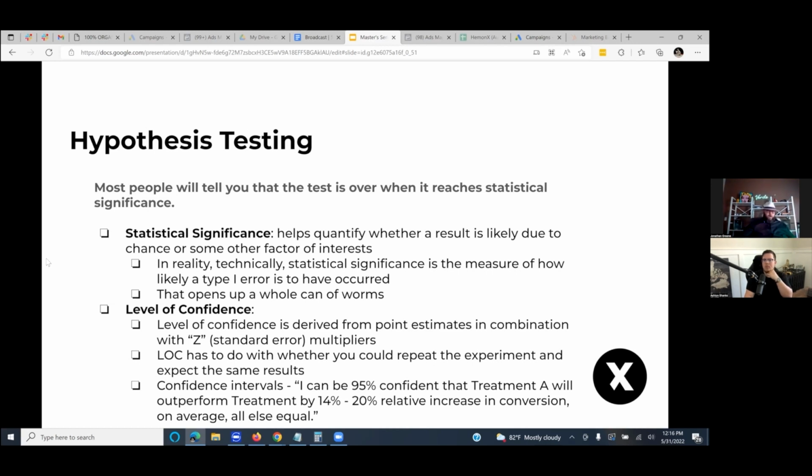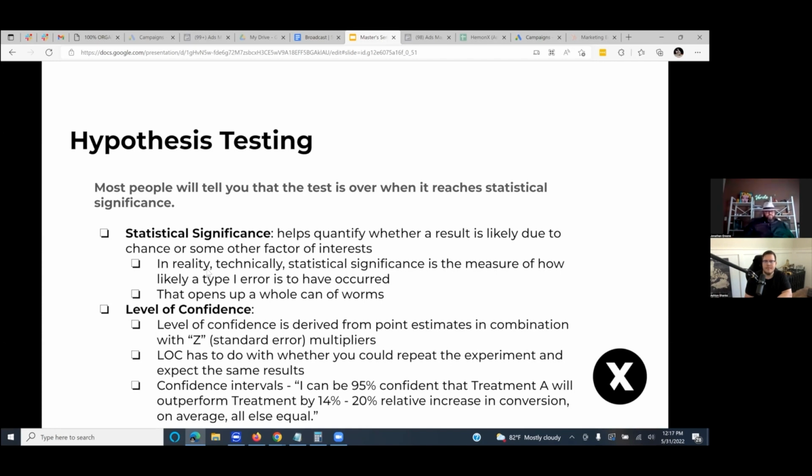But anyway, the idea that statistical significance helps quantify whether a result is likely due to our test or some other factor opens up a whole can of worms. Because in reality, statistical significance is only the measure of the probability of a type 1 error. And that opens up a can of worms, because now I've got to talk about the different types of errors that you can have in a hypothesis test, and I've got to talk about how we can defeat them.